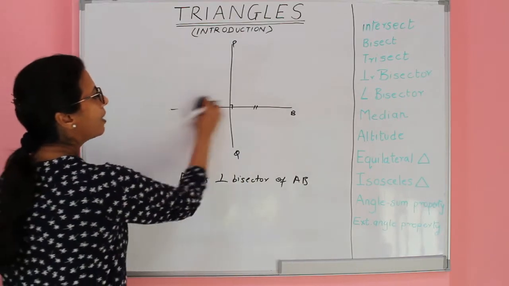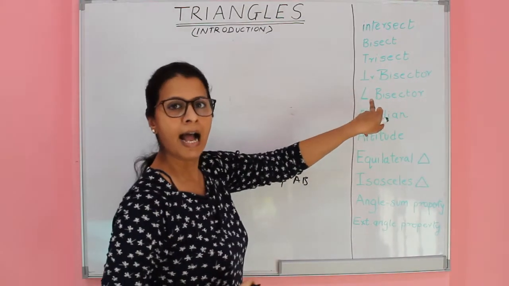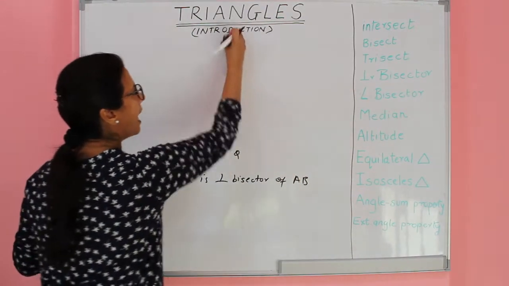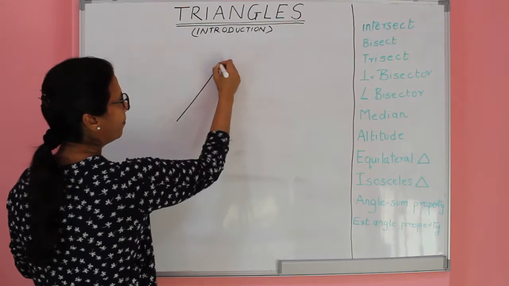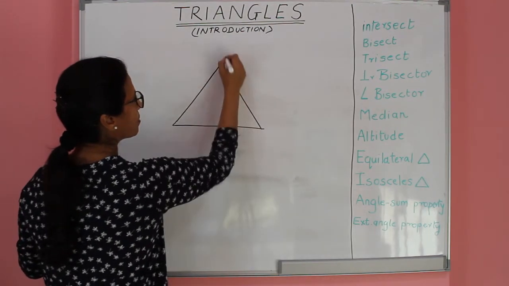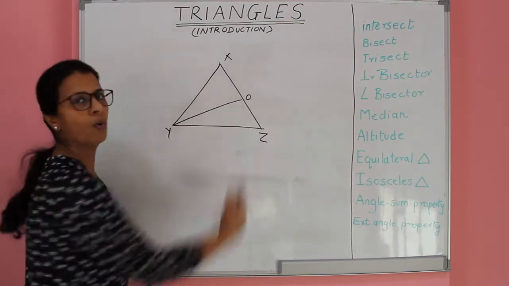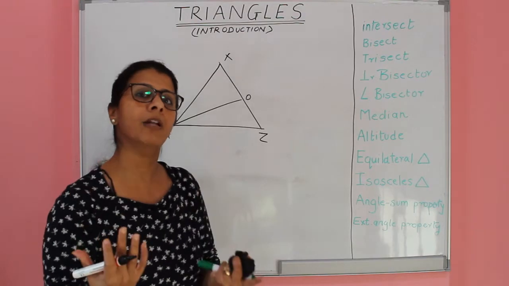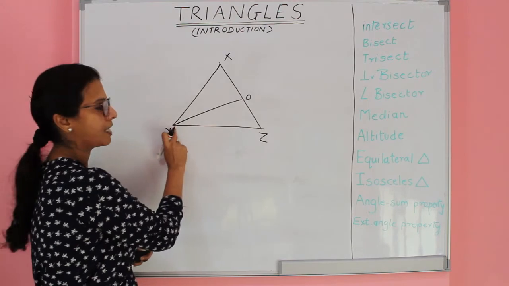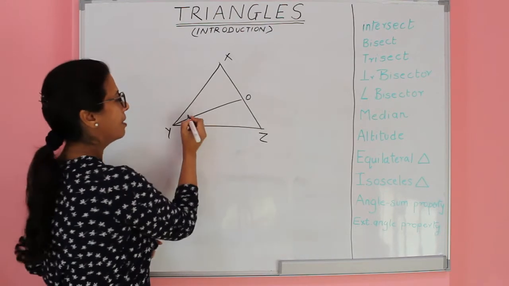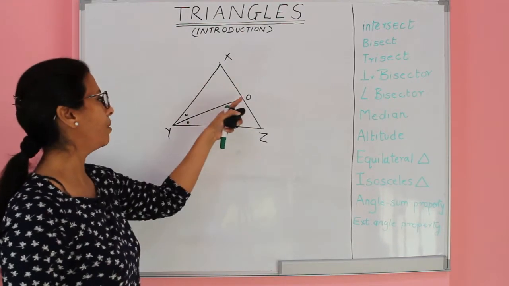Next is an angular bisector. Again, as the name suggests, it is actually an angle bisector. What does it mean? It divides the angle into two equal parts. So if in a triangle XYZ, it is said that YO is the angular bisector, it means that YO is dividing this particular angle at the vertex Y into two equal parts. So this angle is going to be equal to this angle. So XYO is going to be equal to OYZ.